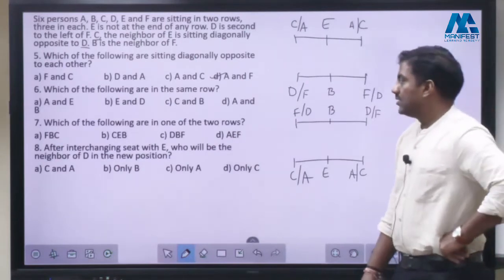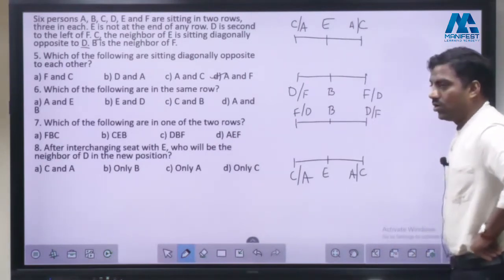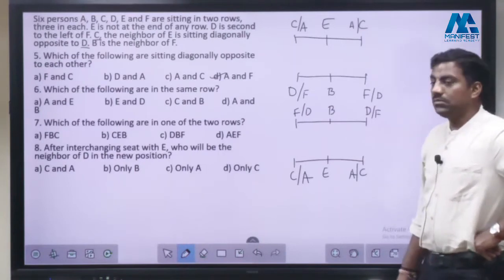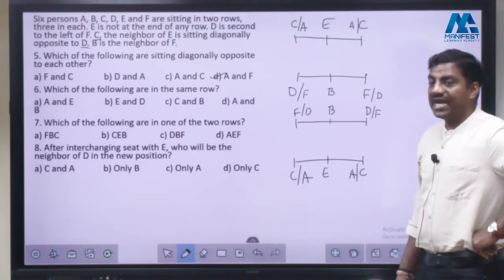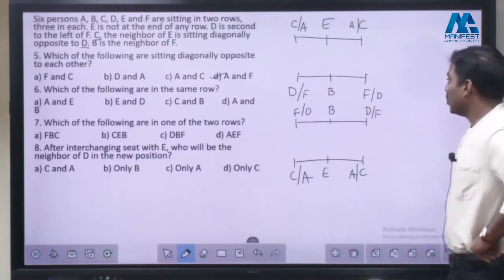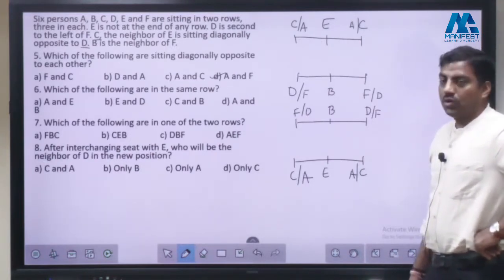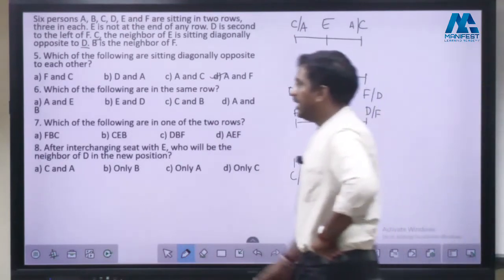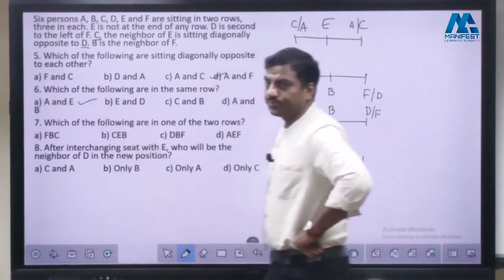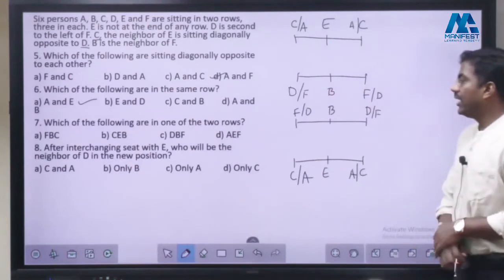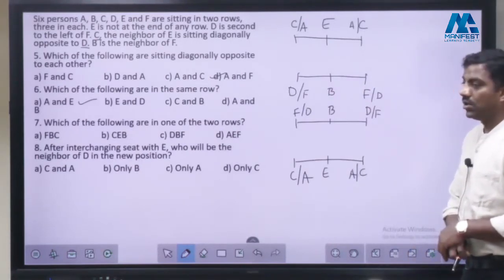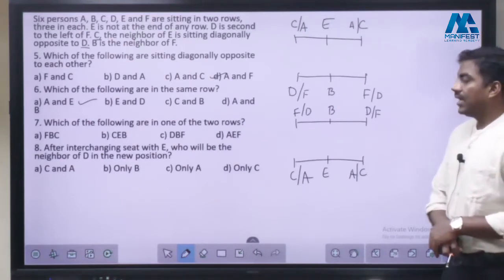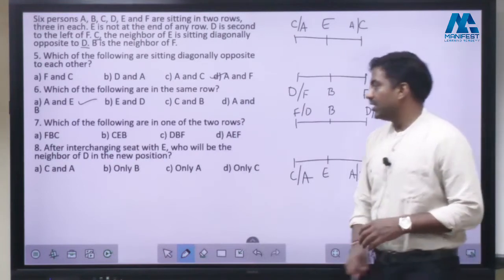Which of the following are in the same row? E and D? No. C and B? No. A and B? No. So only A and E are in the same line. Which of the following are in one of the two rows? D, B, F have to be together and C, E, A are to be together.